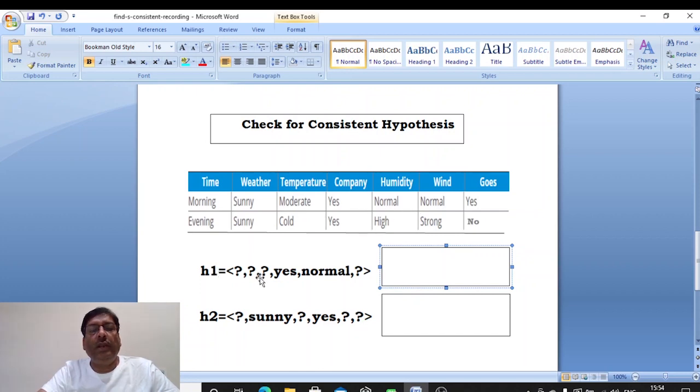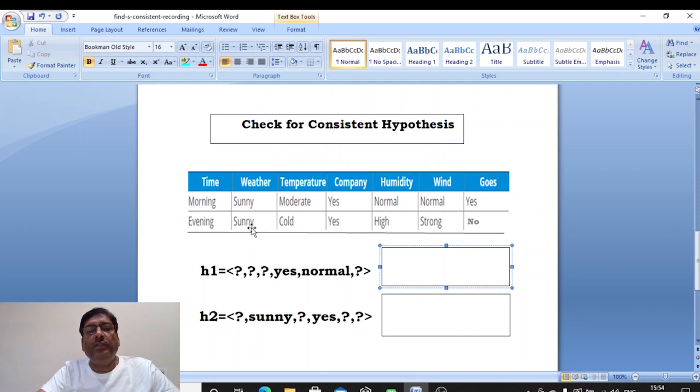So now let's try to match these values with the examples given here. H1 I'll try to match with the first example: 3 question marks, S, normal and question mark. The 3 question marks match with these 3 values. S matches with this, normal matches with this, question mark matches with this. So it is classified as S, that is a positive hypothesis, and expected is positive only. So it is consistent with the first one.